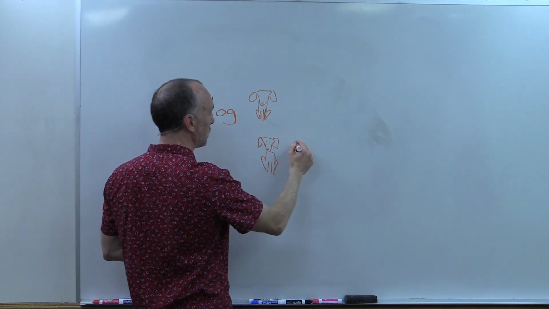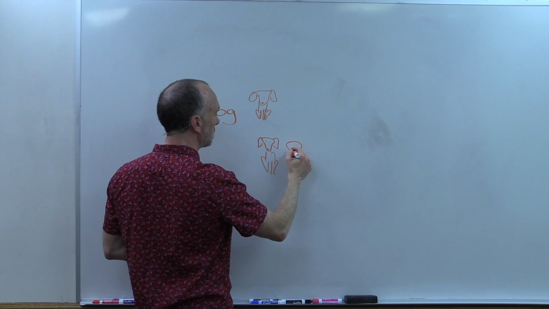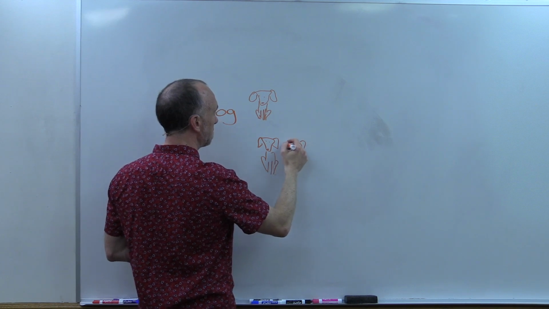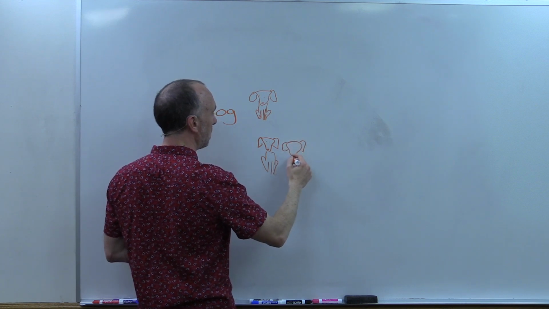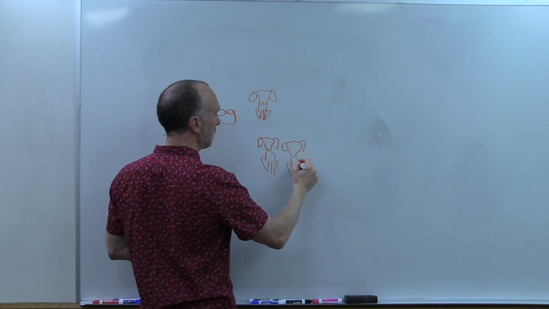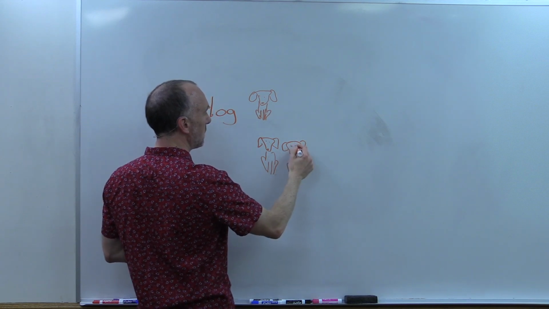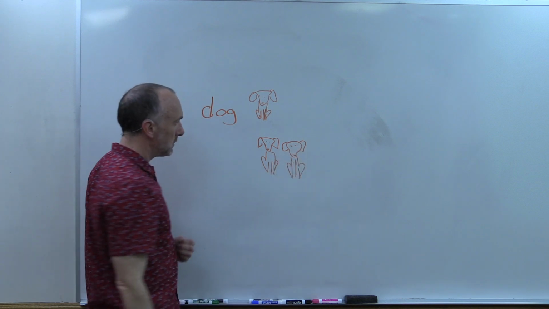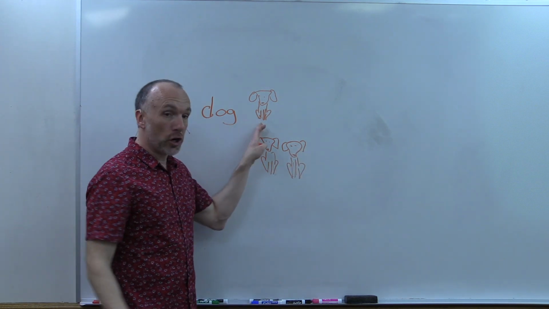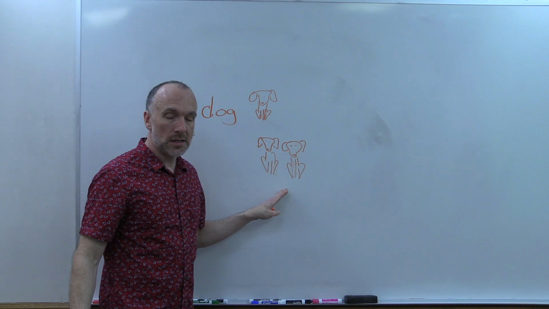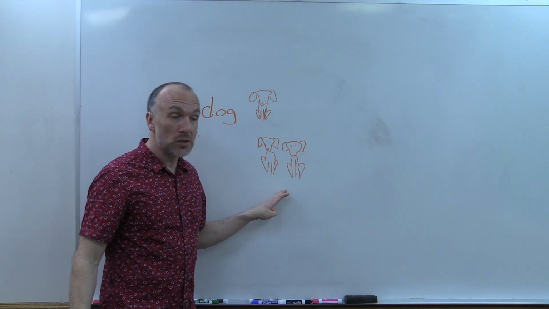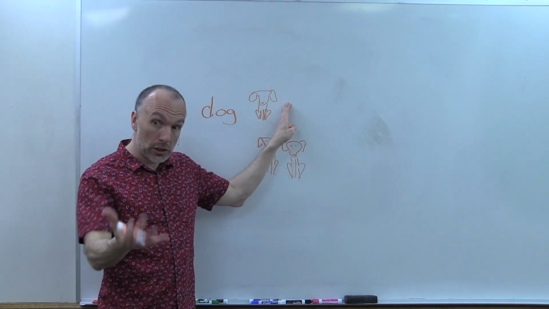Oh, I'm terrible at drawing pictures. Kind of looks like a monkey. Maybe some of you can give me some help. Okay, this is a dog. This is dogs. So this is singular.